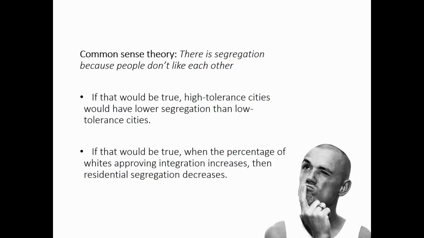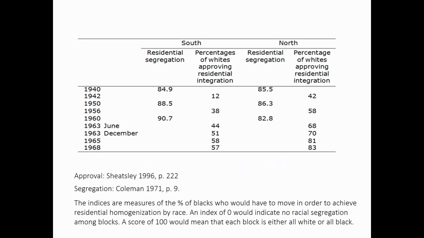favoring integration. So now I'll show you some data. This is some old data, from when segregation was really prevalent. It is put together from different sources, from publications of James Coleman, but also Sheatsley. When we look at this table, let me walk you through. First of all, we have different rows, different years, 1940 up to 1968. This is data from the United States.